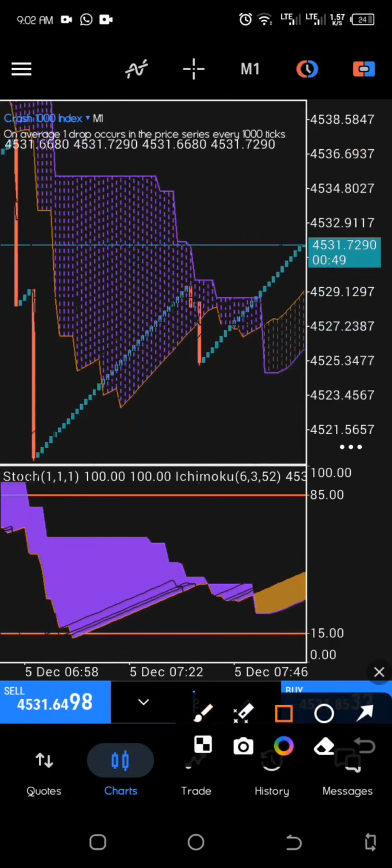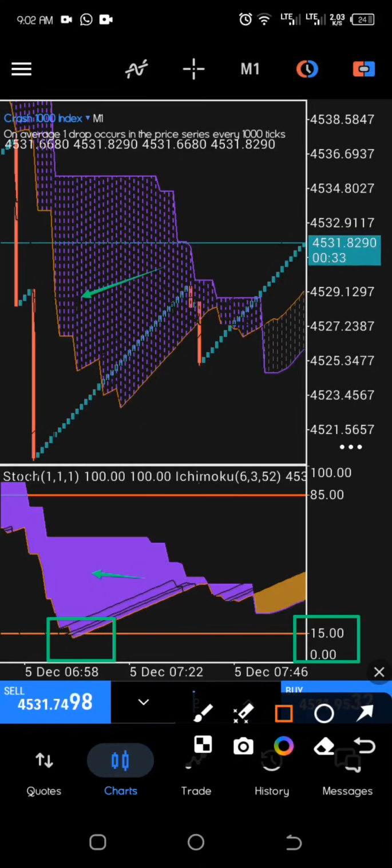Now, how do you take a trade with this strategy? Remember, we are trading with this color. So how do you take a trade? The first thing we are to wait for is the Ichimoku to come and touch the 15 levels of the stochastic oscillator. It has to come straight to the 15 levels of the stochastic oscillator. That is very important.